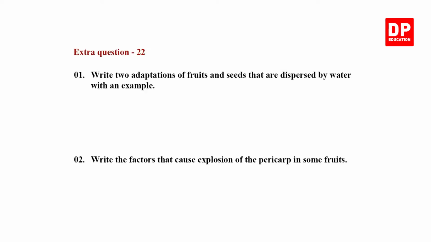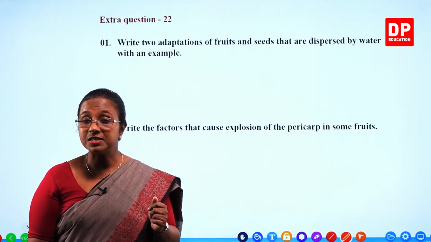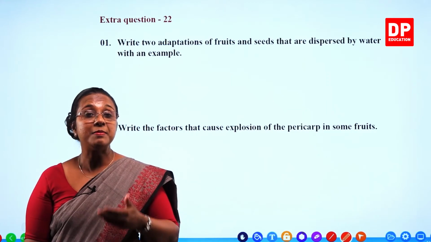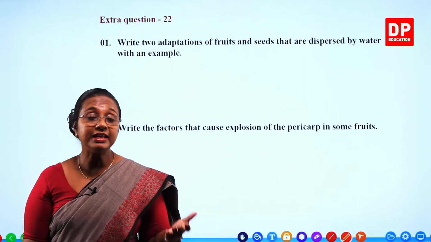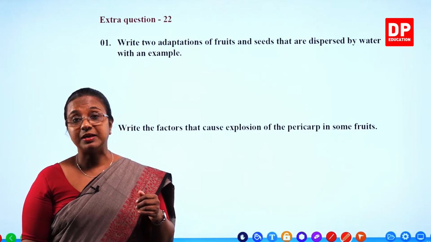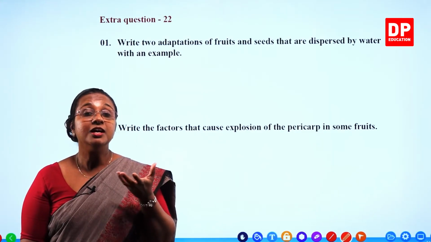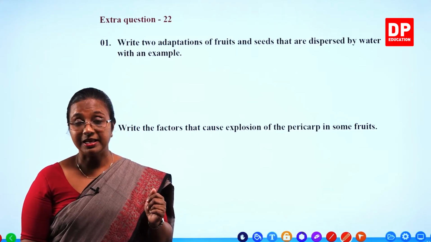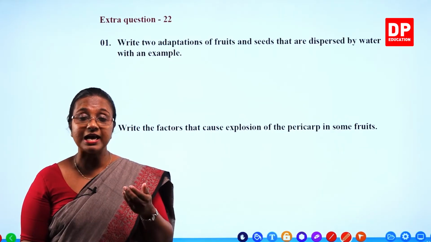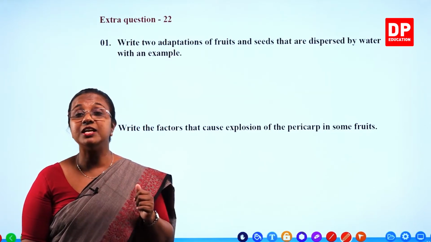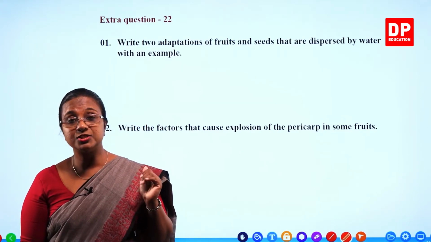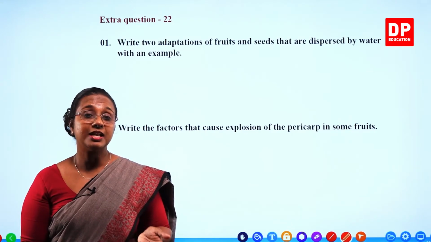Extra question 22. Write 2 adaptations of fruits and seeds that are dispersed by water with an example. Fruits and seeds that are dispersed by water. You all can remember the coconut, areca nut, even Ceylonese almond. They have a very thick outer skin. They have a fibrous, hair-like, fiber-like pericarp, and they have a very strong shell so that water does not go in. Those are different adaptations.